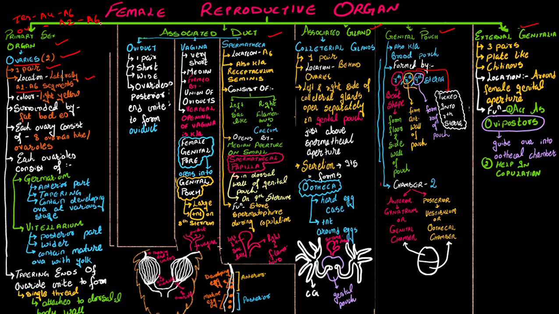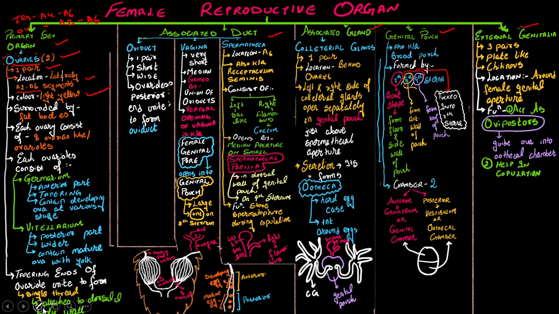Okay, what is the color of ovary? Light yellow in color. And here also ovaries, like testes, are surrounded by the fat bodies. Each ovary consists of two parts. Okay, each ovary consists of 8 ovarian tubes.